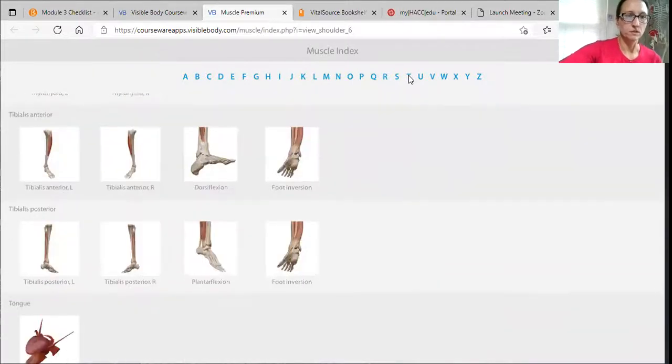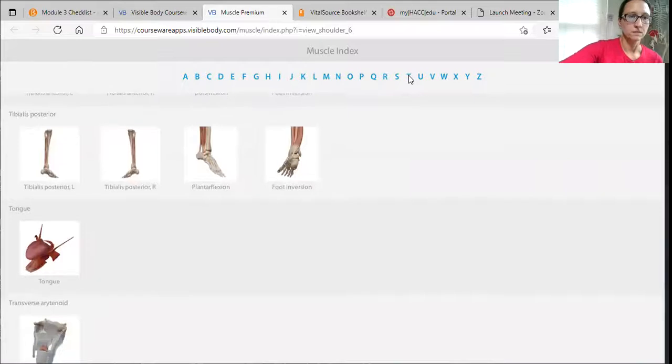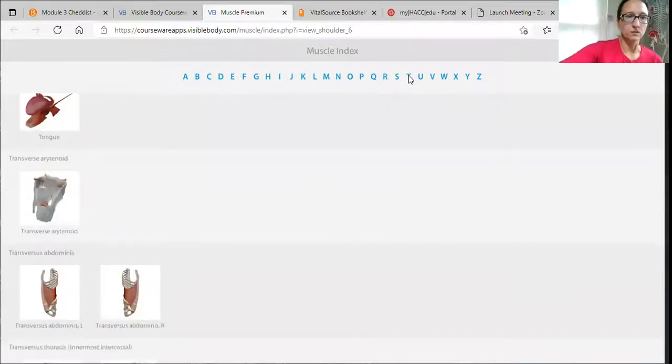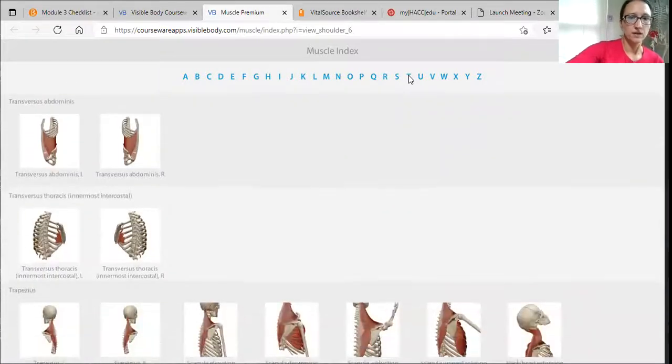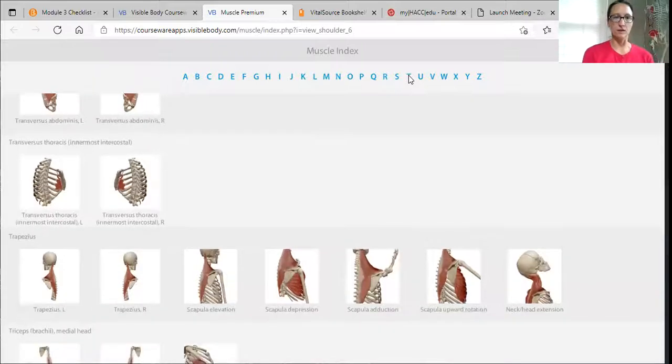And the computer is slowing down a little. All the muscles, transverse abdominis. There we are, there's trapezius. Okay, awesome.